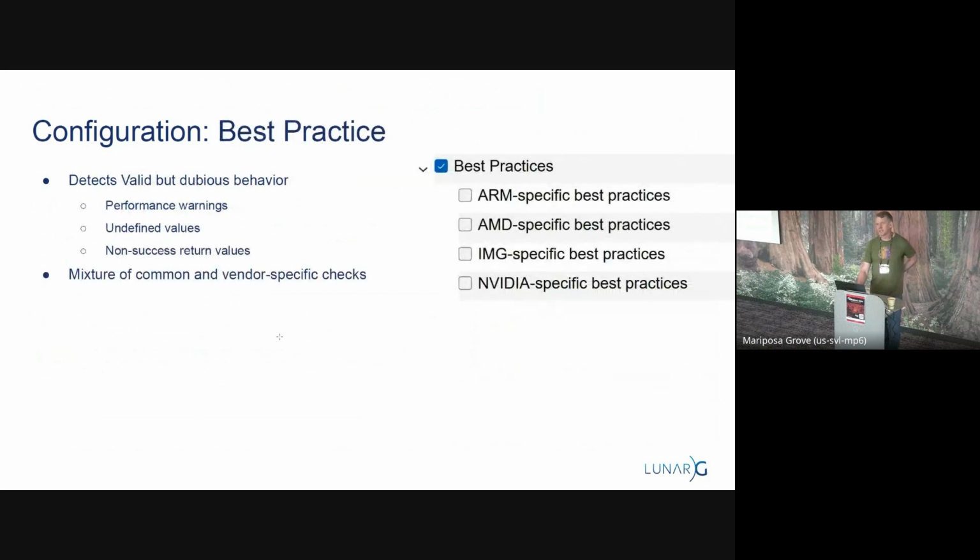Best practices, this is performance warnings or other things that aren't specifically errors, but we don't think they're a good idea. There's both common checks and vendor-specific checks. One thing to note is that the vendors are the ones who write their own vendor-specific checks, so we're kind of dependent on them to both provide the checks and to maintain them or update them as their hardware changes.